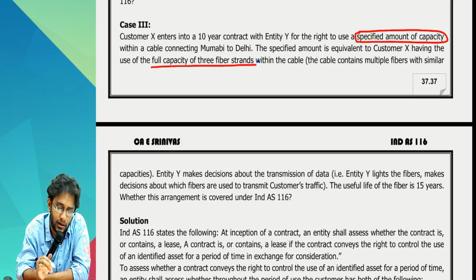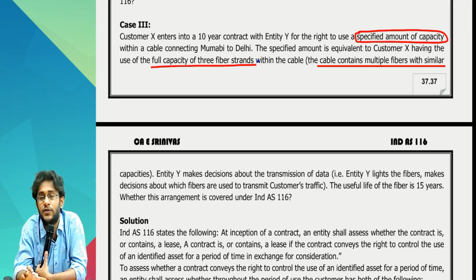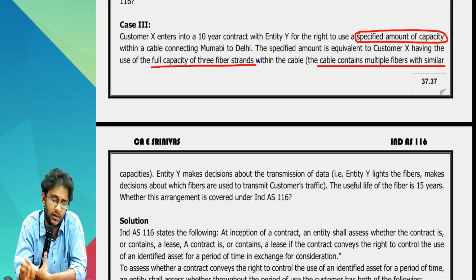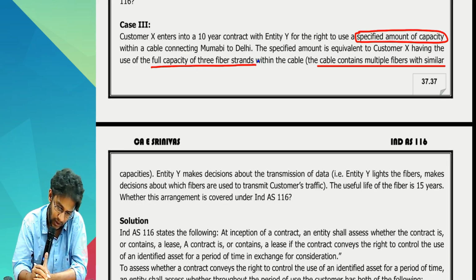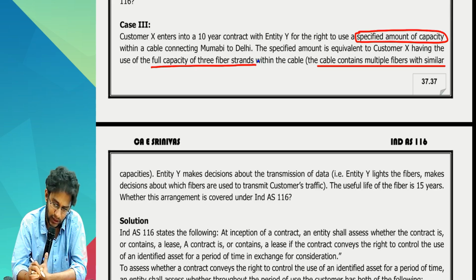3 fibers' capacity he will use, but the cable contains multiple fibers with similar capacities. Among so many fibers, this fellow is using a capacity which is specified, but that is only 3 units of capacity, or 3 fibers' capacity, among multiple fibers. Y makes the decisions about transmission of data. The useful life of the fiber is 15 years.